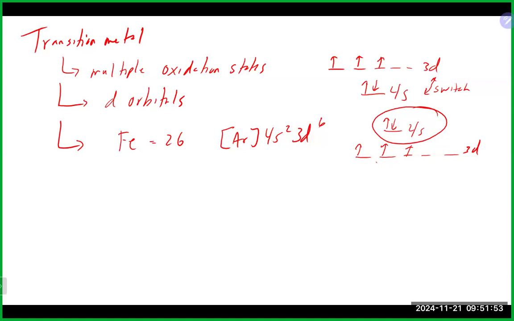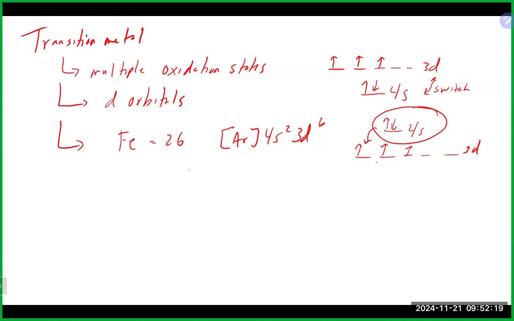So transition metals always will lose their s electrons first, and then they will dip into perhaps some d electrons if necessary. That's a little bit different than representative metals that always lose the last ones in electron configuration and end up at noble gas configuration. Transition metals typically do not.